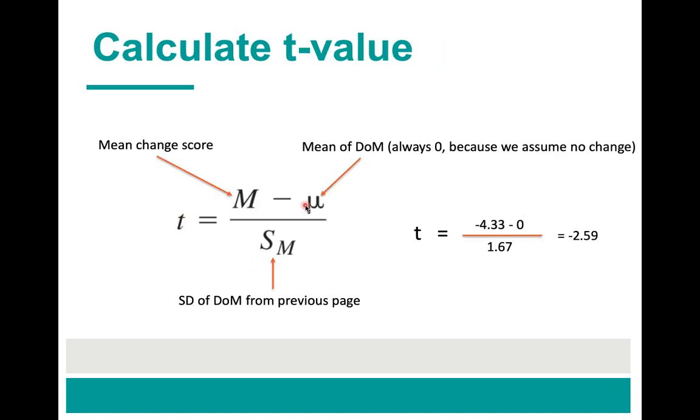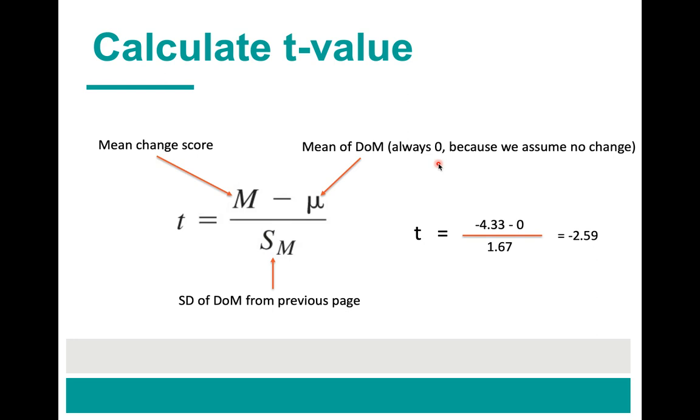Here's your formula for a dependent t-test. M is our mean change score. So that was negative 4.33 in this case. Our mean change score minus mu. Mu is the mean of the distribution of the mean. What's important here is for you to know that in a dependent t-test, this value is always 0. Always. Every time and twice on Sundays. It's always 0. Why?